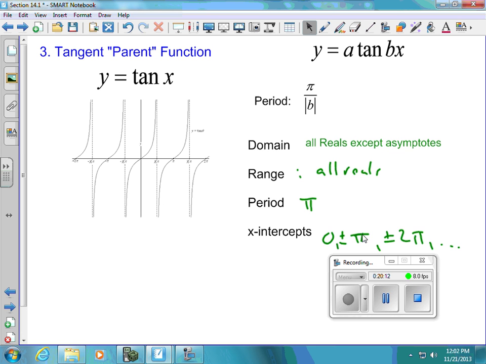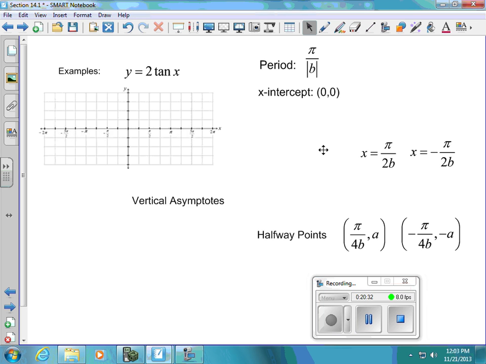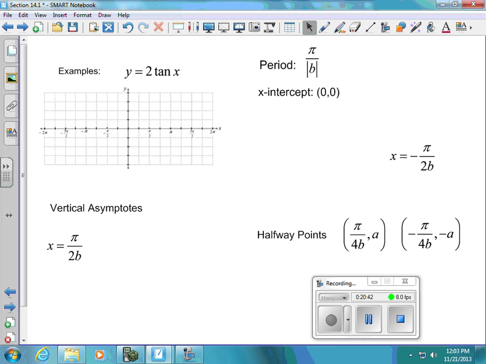Y equals a tangent b of x. If b changes to something other than 1, then that's going to influence our period as well. Okay, one real quick example here. Once again, we're going to use our graphing calculator. Here's y equals 2 times the tangent of x. If we're not moving things around, then the x-intercept is going to be 0, 0. That's where we're going to start.